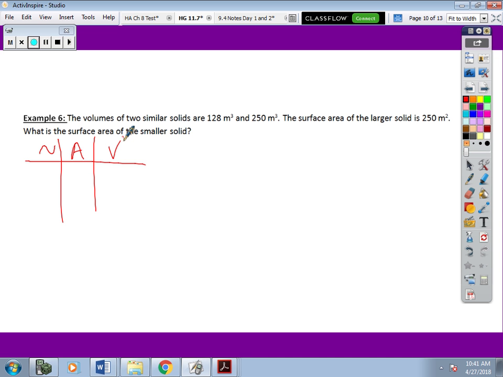But I did a ticket out in period 1, or period 2, and a bunch of them that didn't set up the chart got the problem wrong. So, take that for what you will. They give us volumes. 128 over 250, that's going to go in my volume column. Remember, this is a cubed over b cubed.